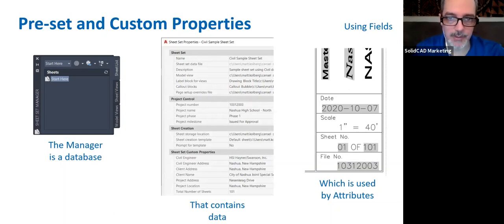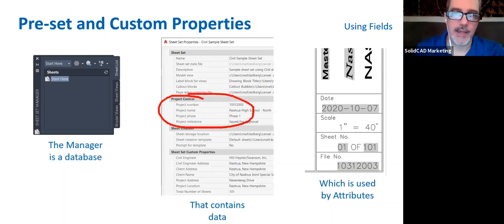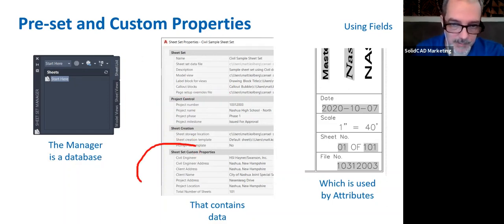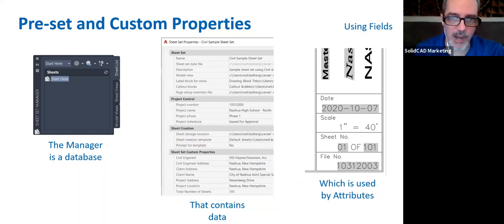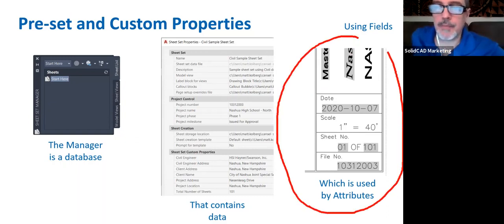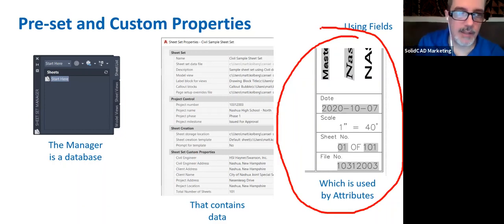I already showed you this project number. Those are properties that are native to the Sheet Set Manager. We have some Sheet Set custom properties here, civil engineer address, that kind of thing. And these properties are used by your title block attributes. Now, those are fields. Let's go to the next page.